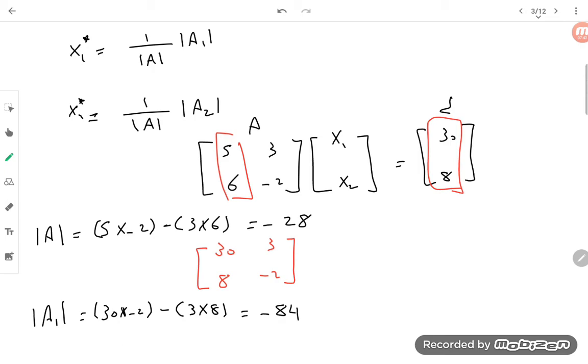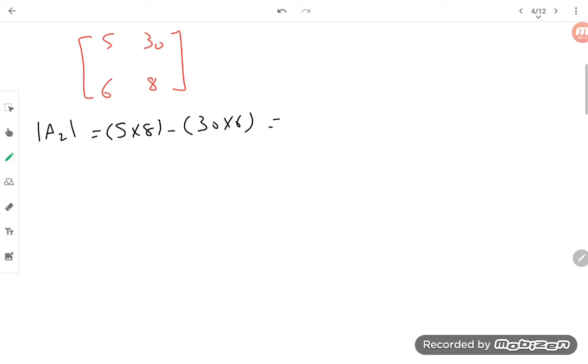And then we are going to do the same with respect to the second column. So this is the matrix 5 and 6. And we are going to replace column number 2 by 30 and 8. And then we have to calculate determinant A2, which is calculated as 5 multiplied by 8 minus 30 multiplied by 6. So it is -140.